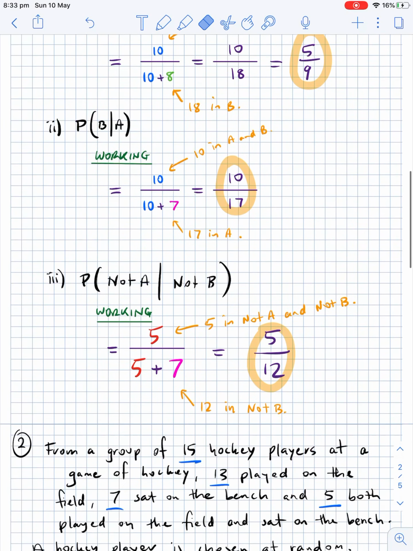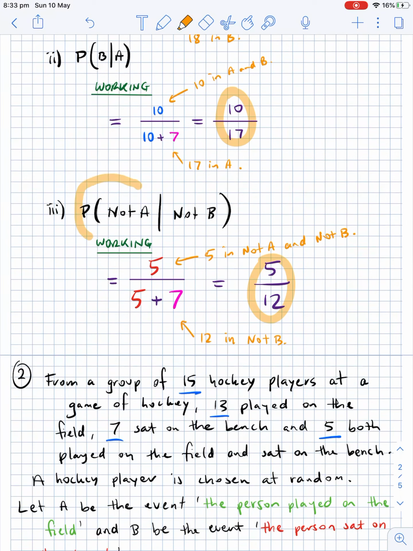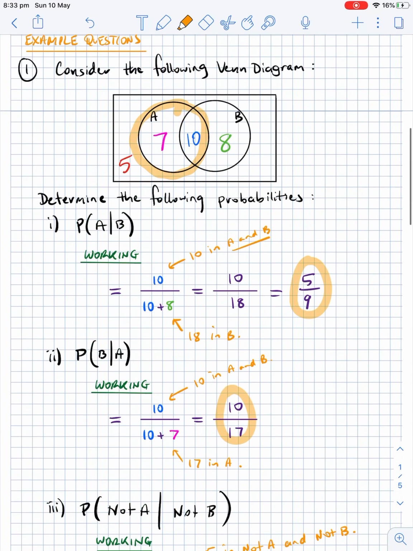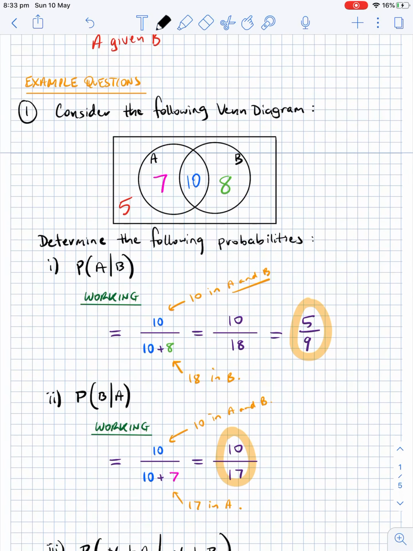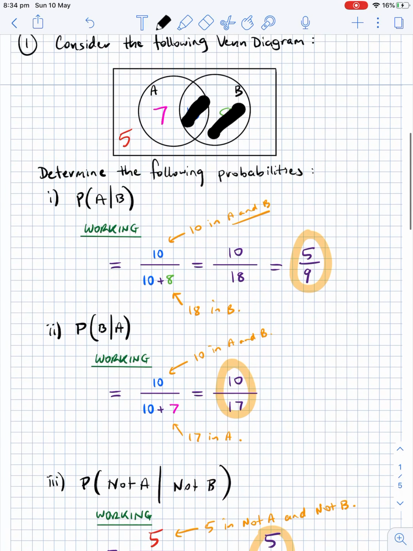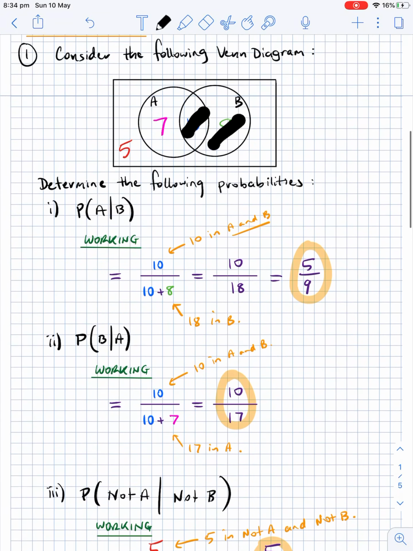Okay, moving on. The probability of not A given that it's not in B. One way to think about it is to come back to your Venn diagram and think, we're given that it's not in B. So what parts up here are not in B? We pretty much just don't want the stuff in B. Let's get rid of everything that's in B. That's in B, we don't want it. That's in B, we don't want it. So literally everything in the circle B vanished, and we're just dealing with these two numbers here. These are the numbers that are not in B, the 7 and the 5.